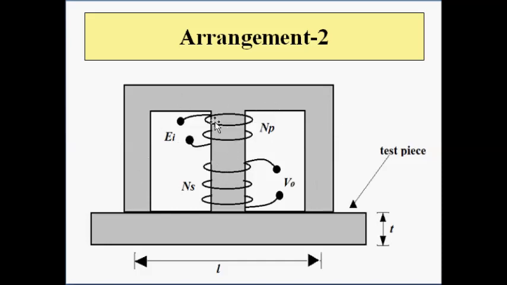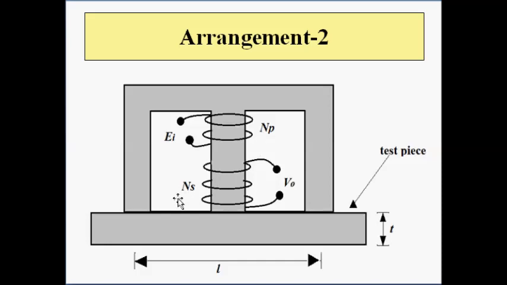In the middle one, we have both the primary and secondary windings wound around. Same, the AC supply voltage is connected across the ends of the primary winding, and the output voltage is taken across the secondary winding. The test piece completes the magnetic circuit. It has a length L and thickness T. Now, N subscript P is the number of turns of the primary winding, and N subscript S is the number of turns of the secondary winding.